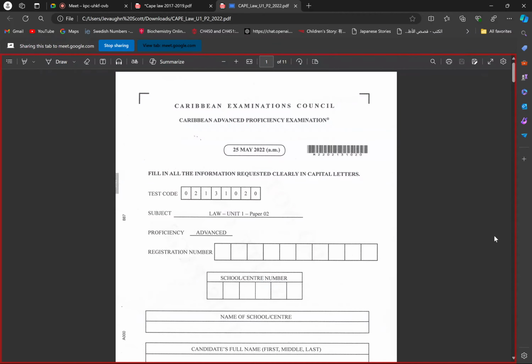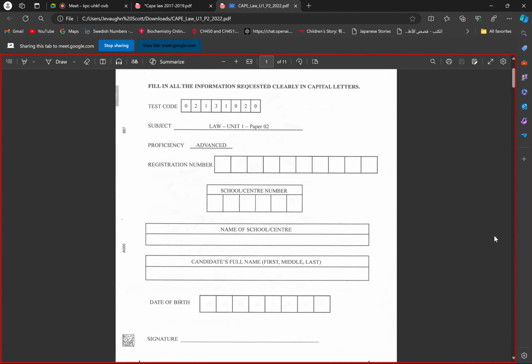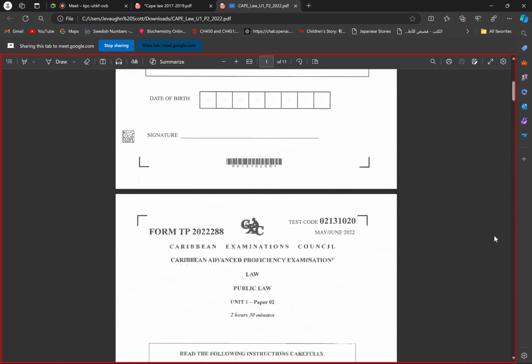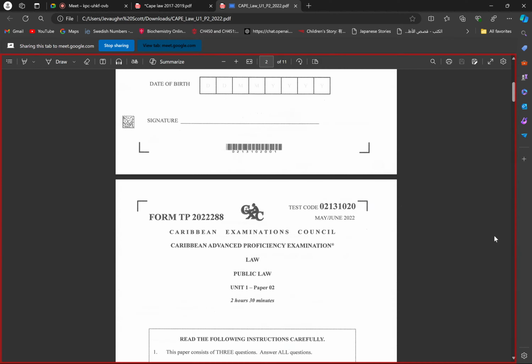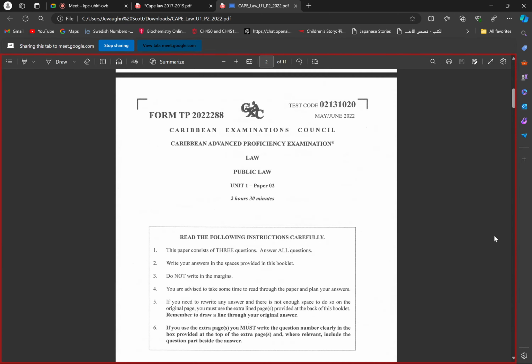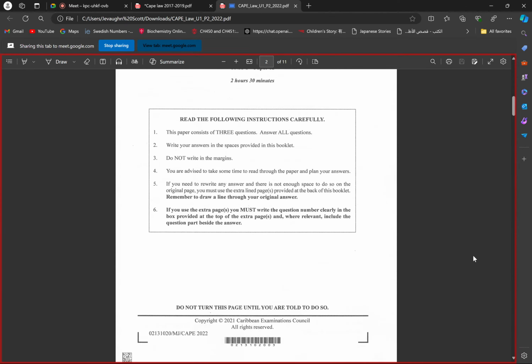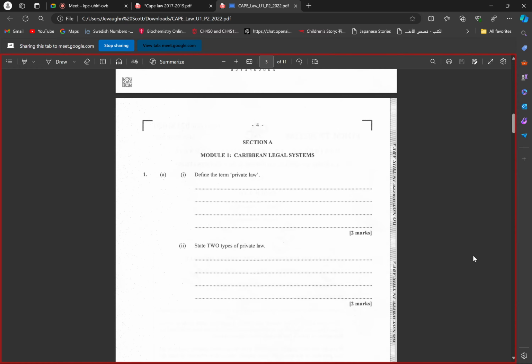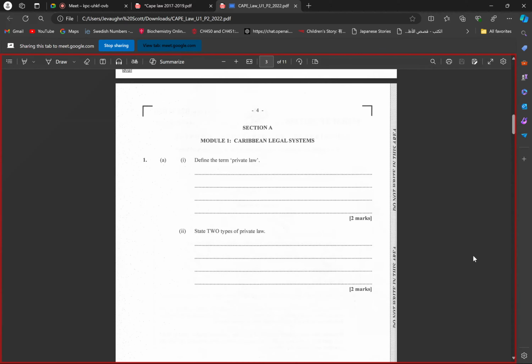Okay, so let's start this, right? So the 2022 paper, let's start with module one. Why this looks so? They completely changed the entire structure of the paper.